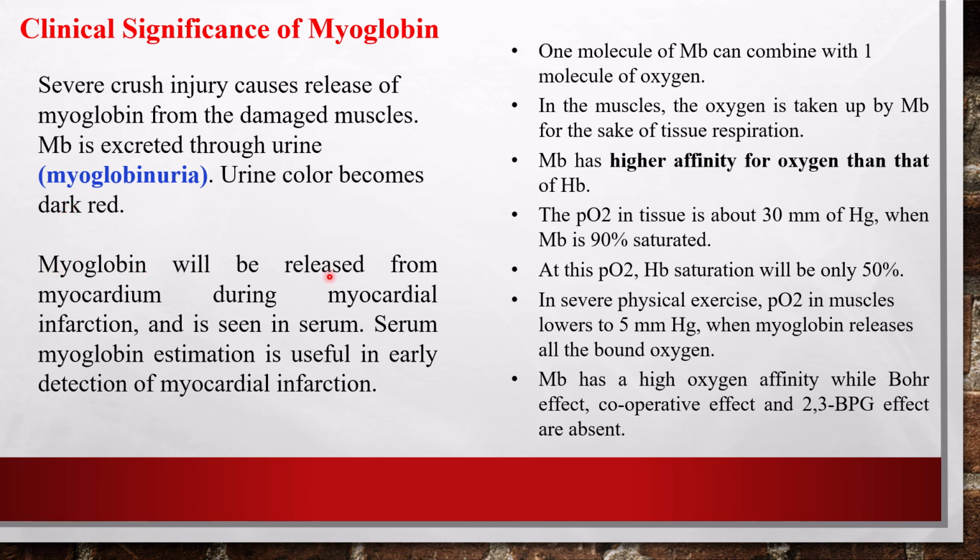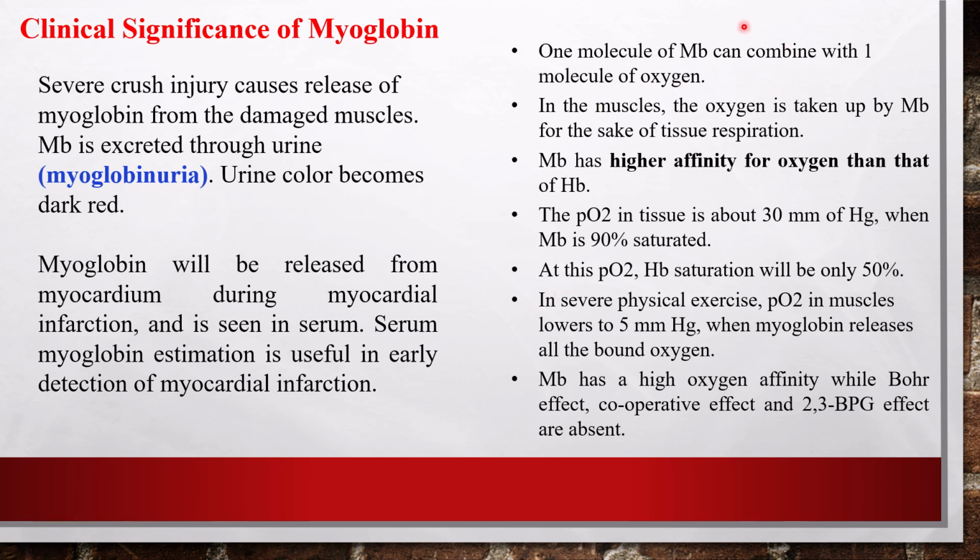Then myoglobin will be released from the myocardium during myocardial infarction and is seen in serum. So that's how it is also one of the important markers for cardiac diseases or cardiac disorders. Then serum myoglobin estimation is useful in early detection of myocardial infarction.